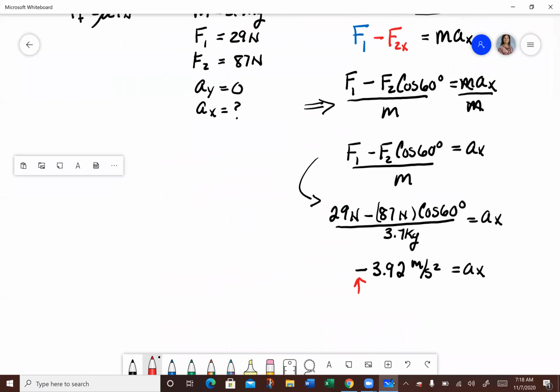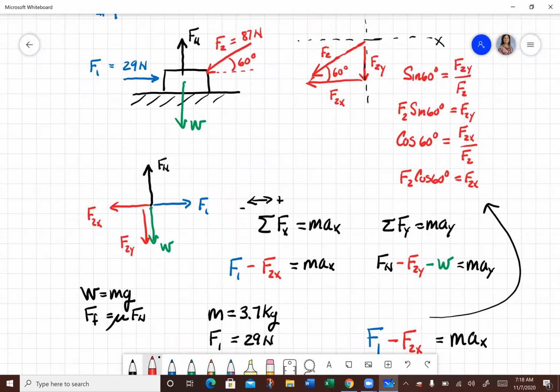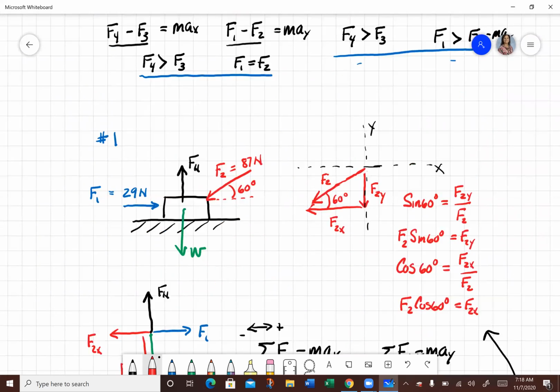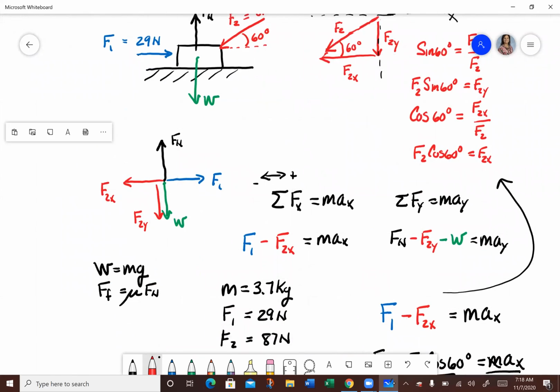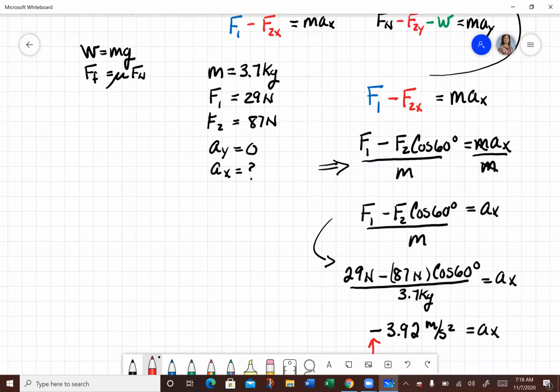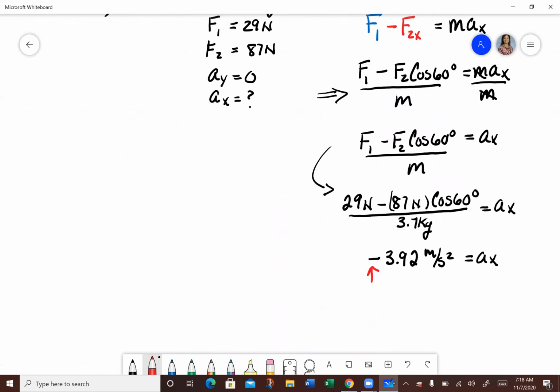So what this is telling me is this force F2x is more than F21, just like we described up here. So the acceleration is going to be to the left, which makes it negative. But if I only want magnitude, I only want to know how strong of an acceleration it is. So my answer would be 3.2 meters per second squared. That's what I would plug in for my UT Quest.